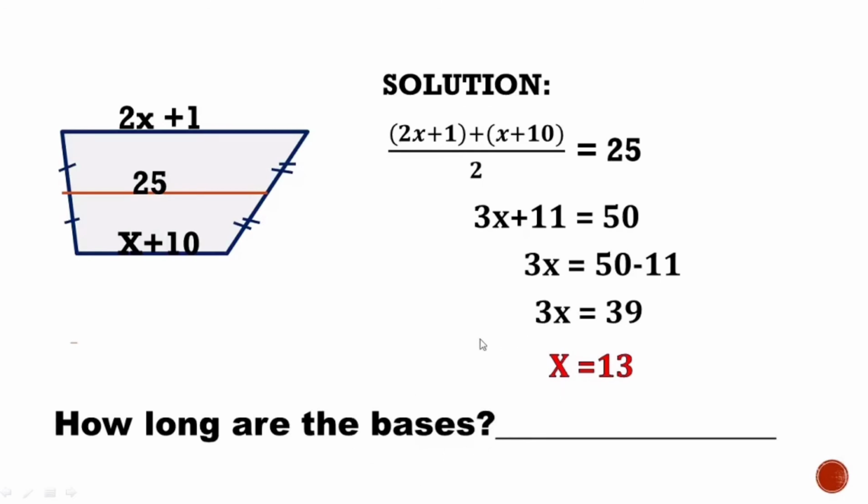So to find the lengths of the bases, we substitute 13 in place of x in the expressions 2x plus 1 and x plus 10. So in 2x plus 1, if x is 13, we will have 2 times 13, that is 26 plus 1, 27. For x plus 10, if x is 13, 13 plus 10 is 23. So how long are the bases? 27 and 23 units.